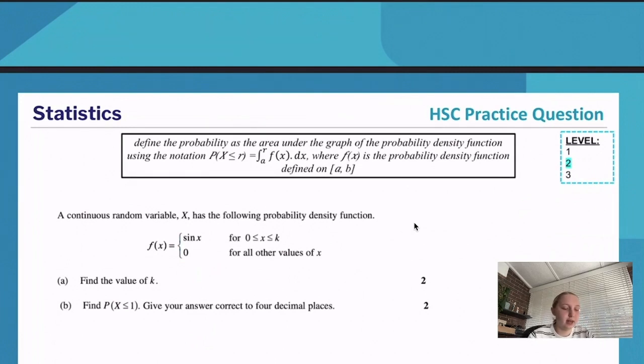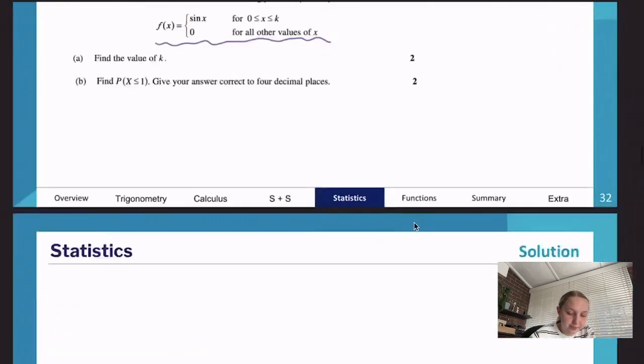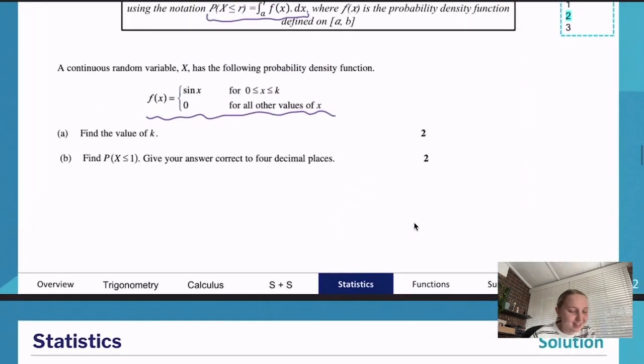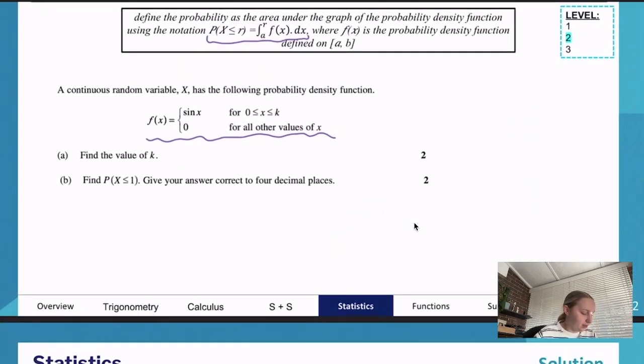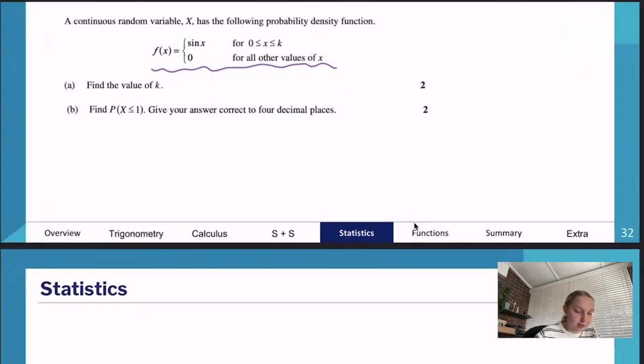So this question for statistics is probably about a 2 in terms of difficulty. We're looking at the syllabus point: define the probability as the area under the graph of the PDF using the notation, where f of x is the probability density function defined on A to B. We've got a continuous random variable x that has the following PDF. Find the value of k. I did leave myself 2 slides, so that's good. So we want to be finding the value of k.